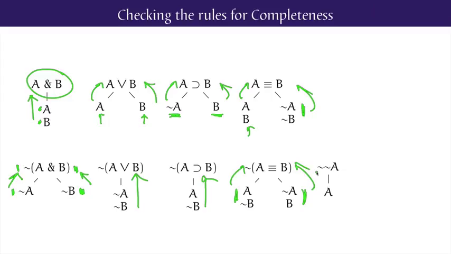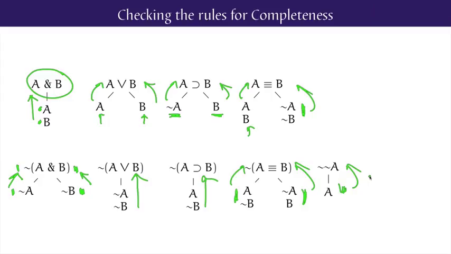Last rule is the double negation rule, and indeed, if A is true, then its double negation, not not A, has to be true. So having checked all of the rules, we've shown that each of the rules works. If the output is true, either branch, it doesn't matter which, then so is the input. So this is enough to justify the completeness theorem.